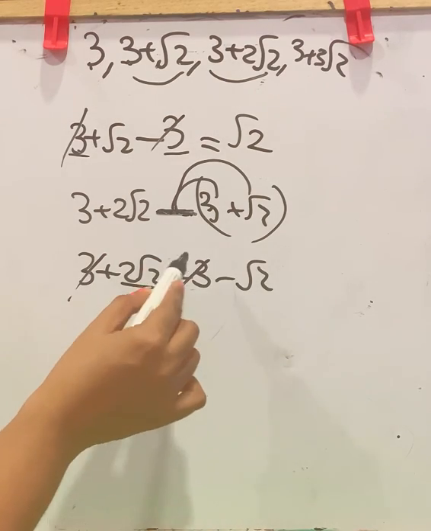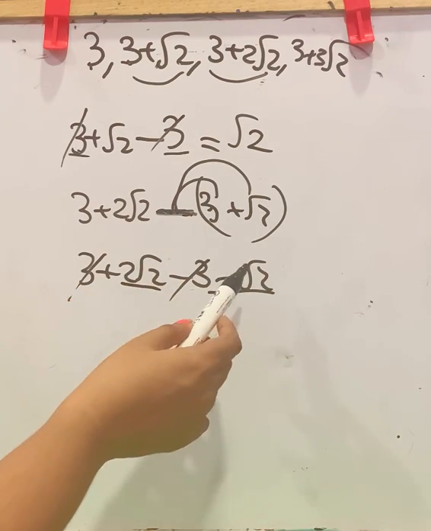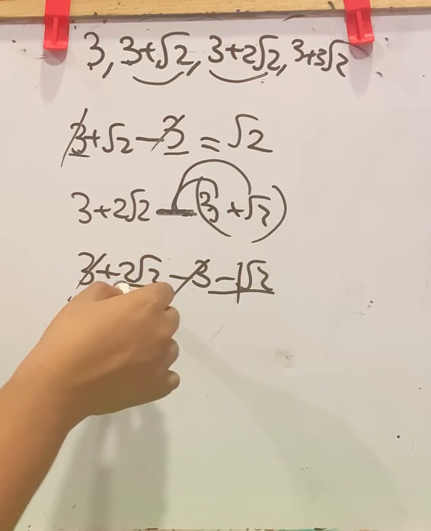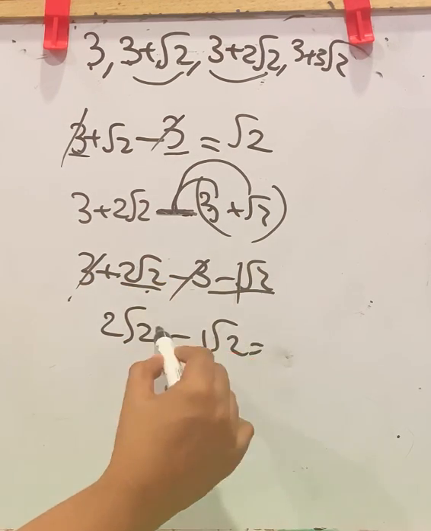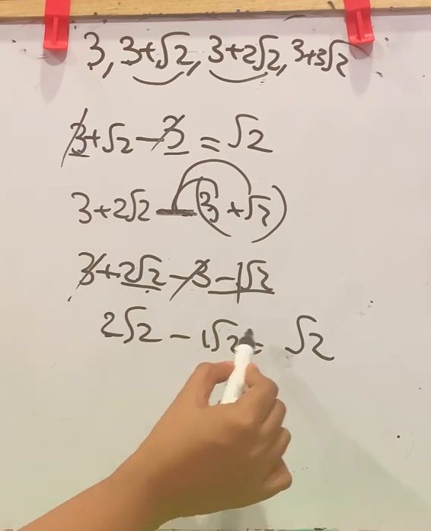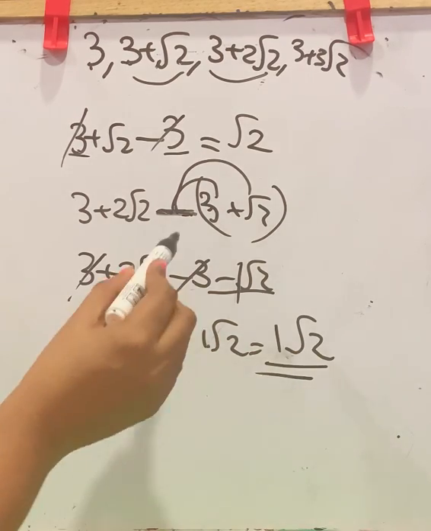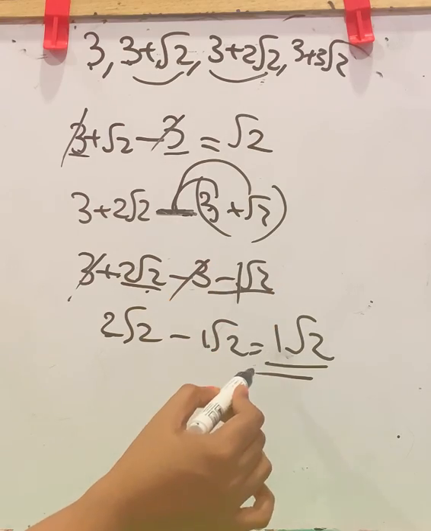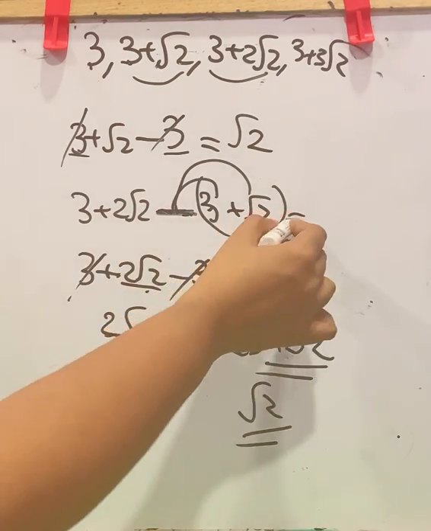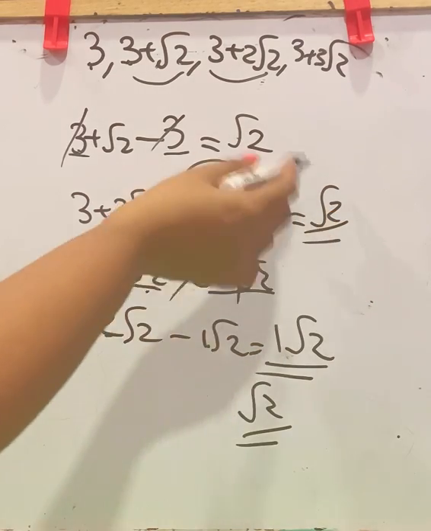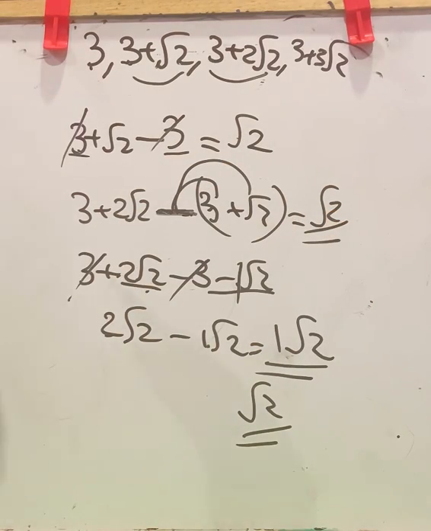Now this is 2 root 2 minus simply root 2. Simply root 2 means 1 root 2. 2 root 2 minus 1 root 2. What is the answer? Root 2 will be the 2 minus 1 is 1. 1 root 2 is the answer. 1 root 2 means root 2. Yes, the difference is again root 2. Here, both the differences are the same. So, this is an AP.